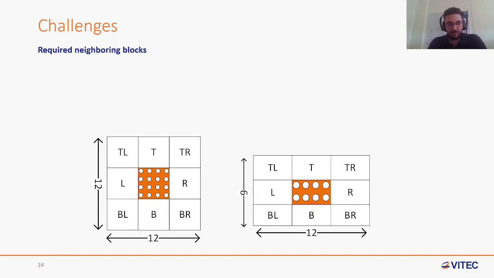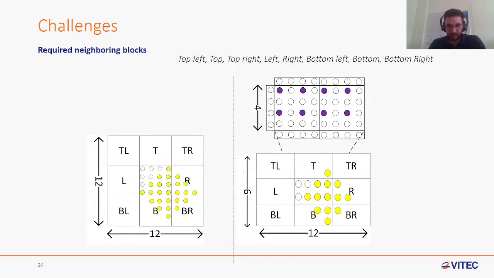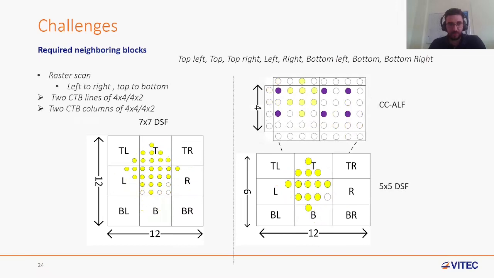For the ALF, we actually have many challenges. Here we list the two main challenges. In fact, as we can see from the figure, every 4x4 luma block or 4x2 chroma block actually requires the 8 surrounding neighbors from top left to bottom right in order to apply its filter. This means that when we scan blocks in raster scan order, we need to store 2 lines and 2 columns of 4x4 Luma blocks and 4x2 chroma blocks. At least these 2 lines are required in order to filter an entire Luma or chroma CTB.